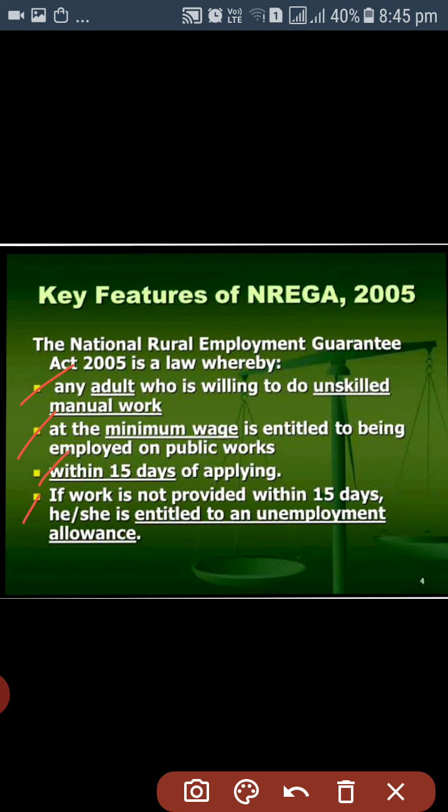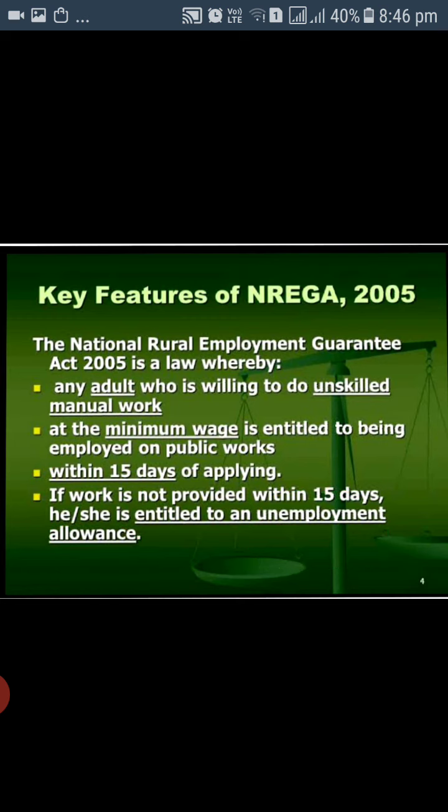And if work is not provided within 15 days, sometimes the government can fail, then what will happen? He or she is entitled to an unemployment allowance. The government will pay money to the people who do not get work under NREGA, or if they find any delay of more than 15 days, they will be entitled to get an unemployment allowance from the government.